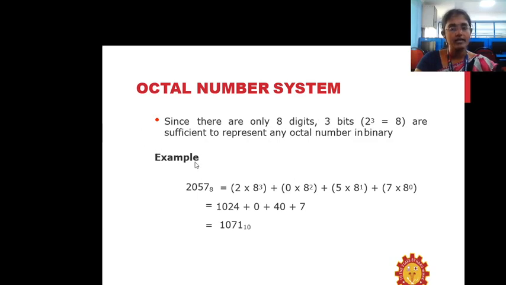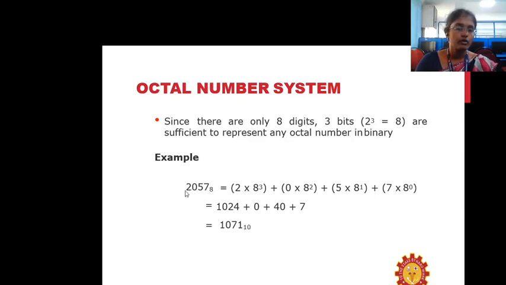Before that, let us see the example for the octal number system. The given input is 2057 with the base of 8. Base 8 represents that it is an octal number system. So what we have to do is multiply each number with its base value along with the power of its position.